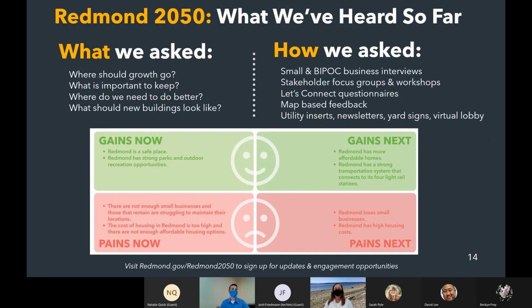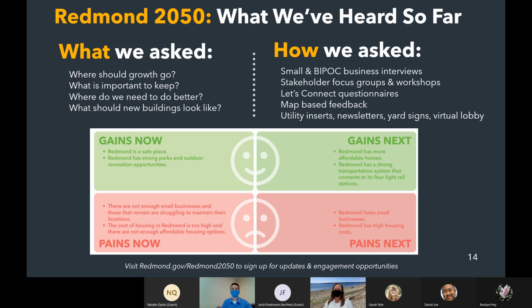I do want to share a little bit about what we've heard so far in Redmond 2050 from community members, but just keep in mind this one slide represents many hundreds of contacts or more, and a lot more details available online. So we've been asking, where should growth go in the future? What about Redmond is important to keep? What characteristics? What do we need to do better? And what should new buildings look like? And we've used a variety of methods to reach people, and those are shown on the slide as well.